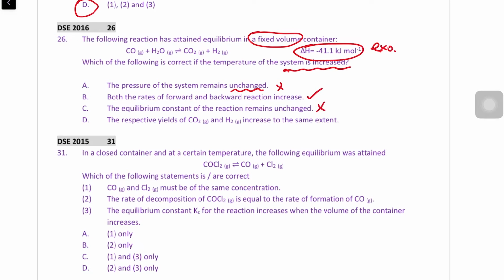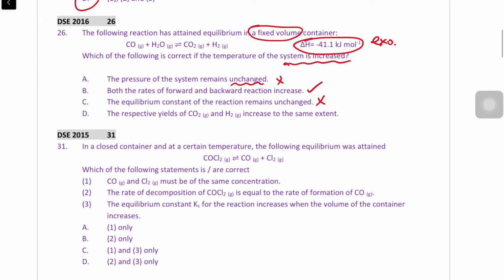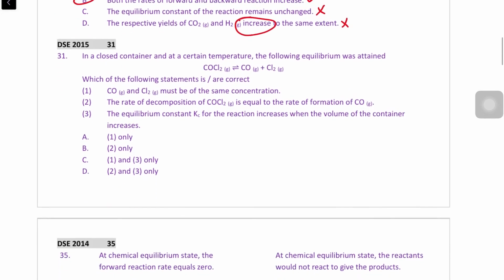C, equilibrium constant remains unchanged? No, because this time we have changed the temperature already. And the expected yield of product increased to the same extent? No. So the answer is B. The reason why D is not correct is because of the term increase. If we increase the temperature, because forward reaction is exothermic, this is a heater, or warmer, so we don't want more and more forward reaction. So the yield of CO2 and H2 should decrease rather than increase. That's why it is not correct.